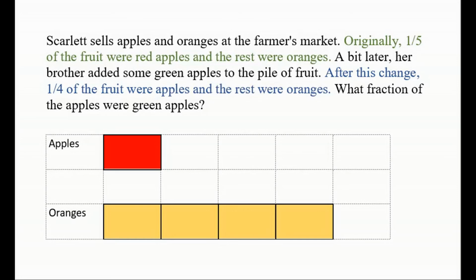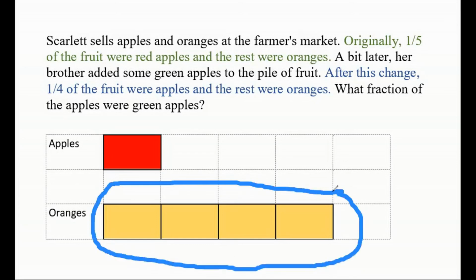1/4 of the fruit were apples. Of course, this time it doesn't say green apples or red apples. They're just saying apples. So the blue sentence allows me to conclude that whatever the total number of oranges is, 1/3 of that would be apples, and apples would include green and red apples. The catch is it's not so easy to split 4 rectangles, and this is what I mean. It's not so easy to split this into 3 equal parts.